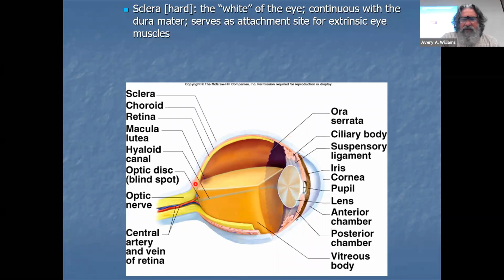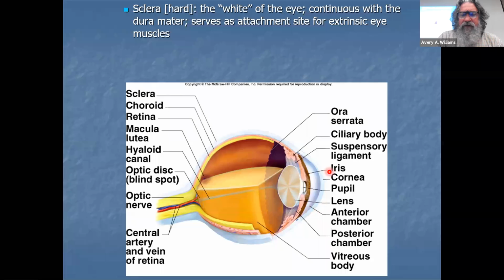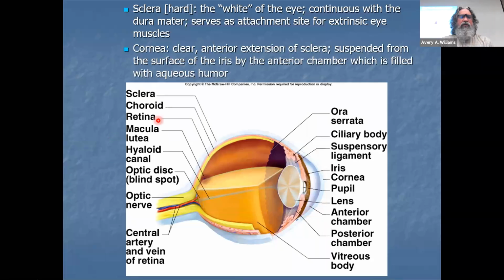That makes up, like I said, most of the fibrous tunic, but it's thick and fibrous, and consequently it's opaque. The light can't pass through it, so you have to modify it somewhat, and so it is modified. The fibrous tunic, the anterior-most portion that covers over the iris, is clear. All right, and so that clear portion is called the cornea.